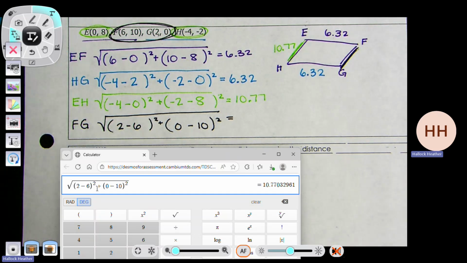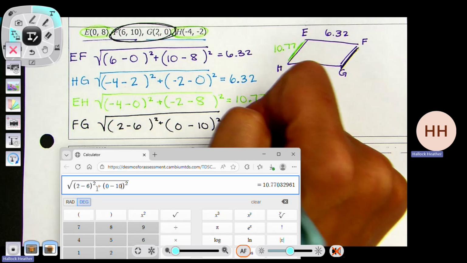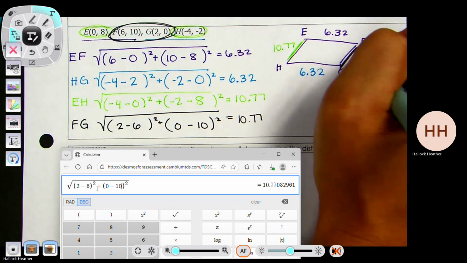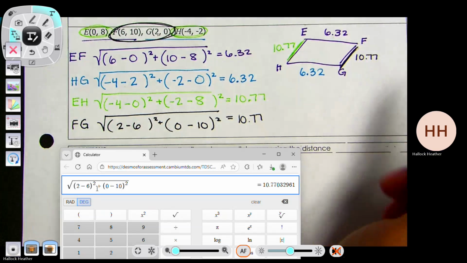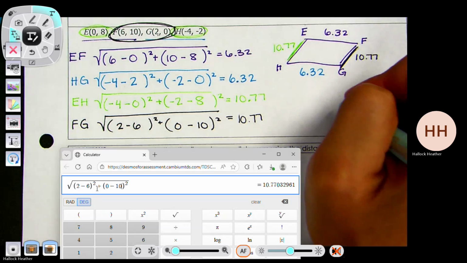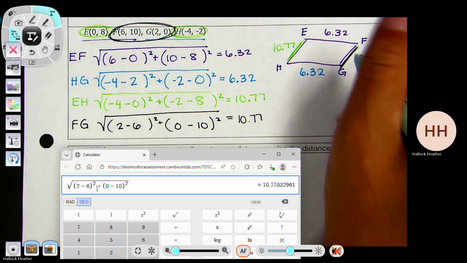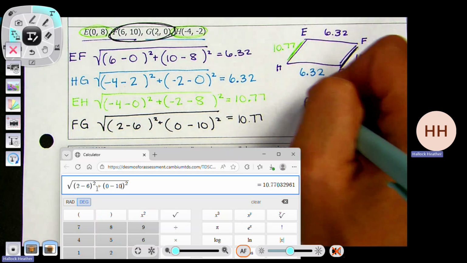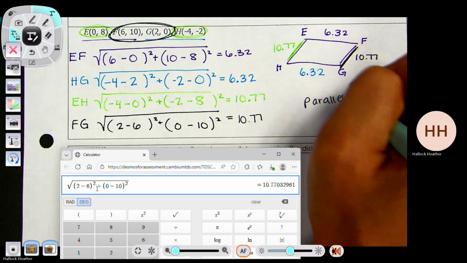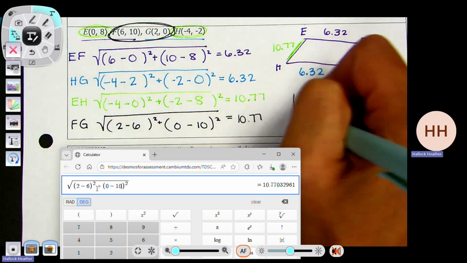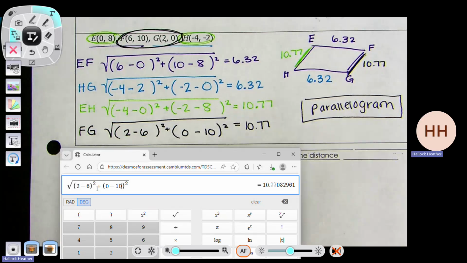Okay, so 2 minus 6 and 0 minus 10 get you 10.77, because I told you this one was going to be a parallelogram. But notice you get the same decimal. Because you have two sides that match and two sides that match, it's a parallelogram.